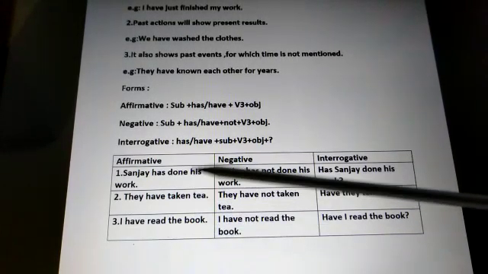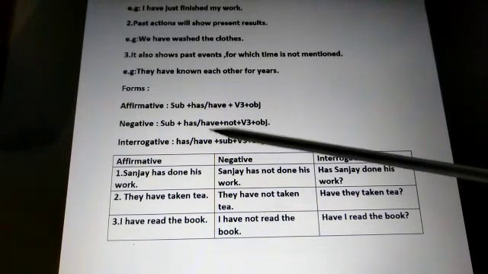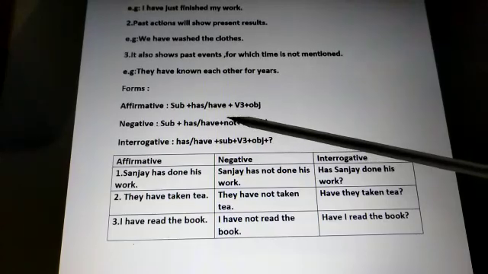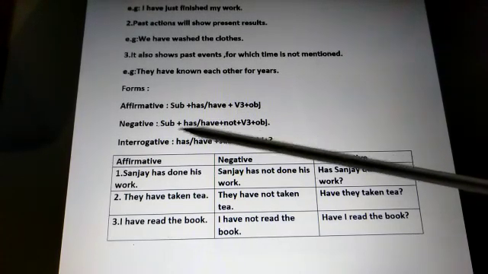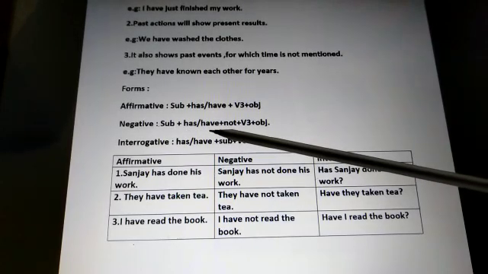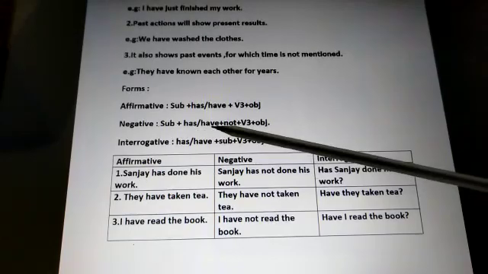Then again, taking these sentences only, I have made them negative. First, let's see the rules. Nothing, it is just that you have to add not extra to the same affirmative sentences. Subject plus has, have plus not plus V3 plus object. Has or have according to the subject.